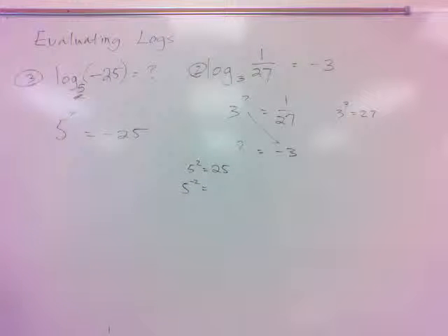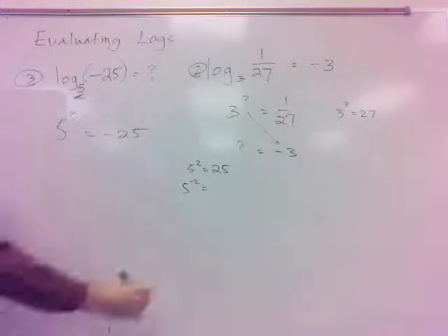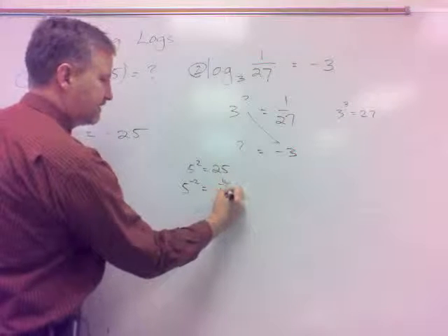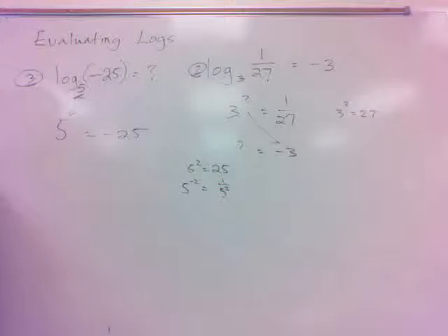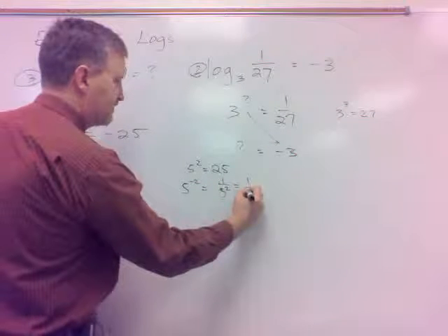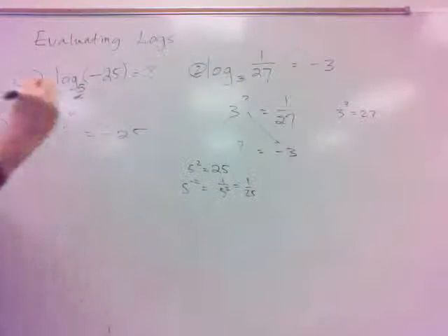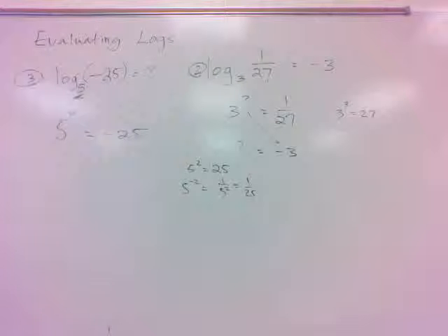We can't do the negative 2 power. Why? What does that give me? If I do the negative 2 power of 5, what does that give me? Well, that gives me not negative 25. That flips it over and makes it 1 over 5 squared, or 1/25. So that doesn't give me negative 25. That gives me 1/25. So what shall we do?